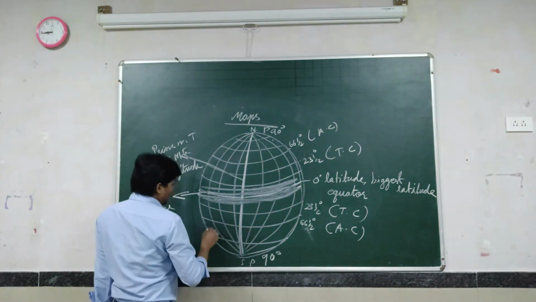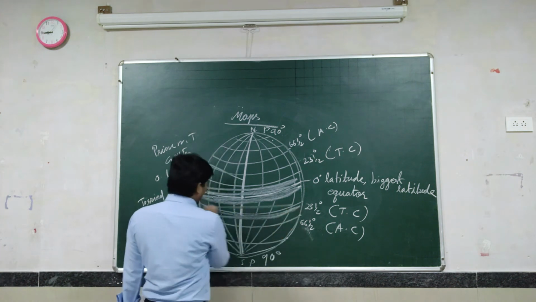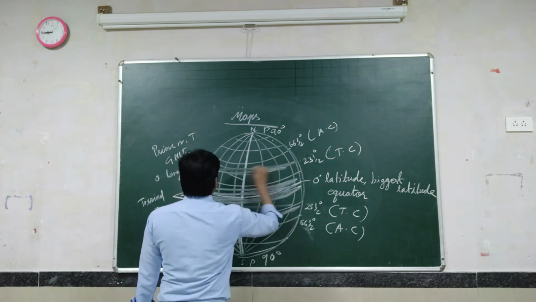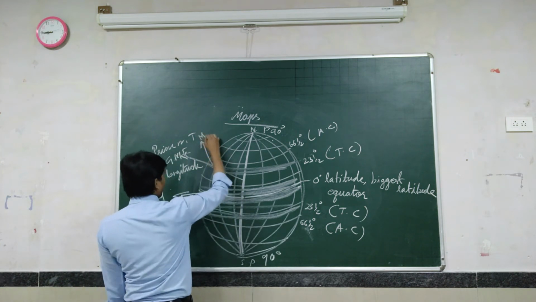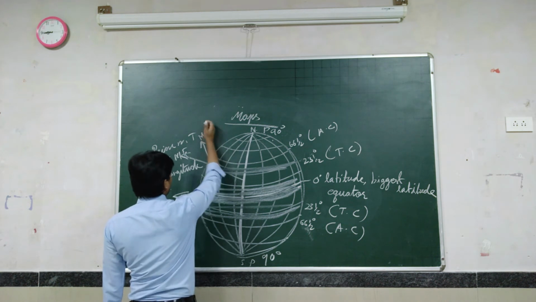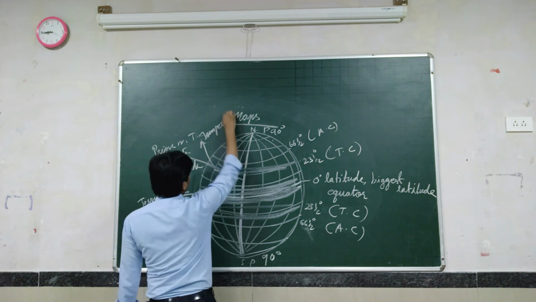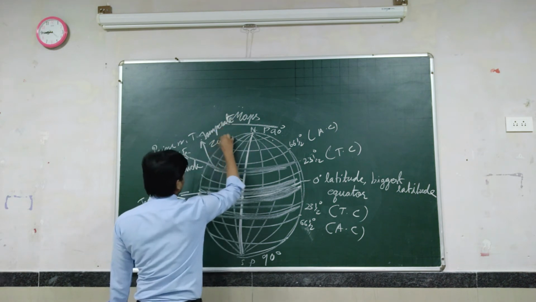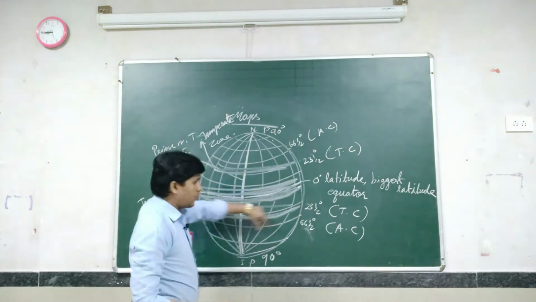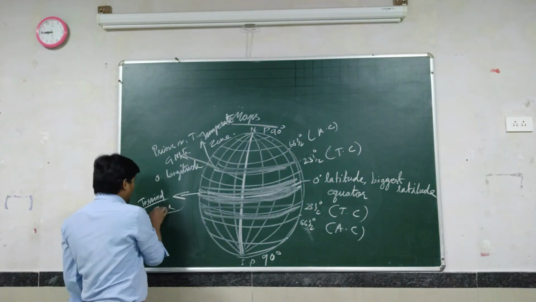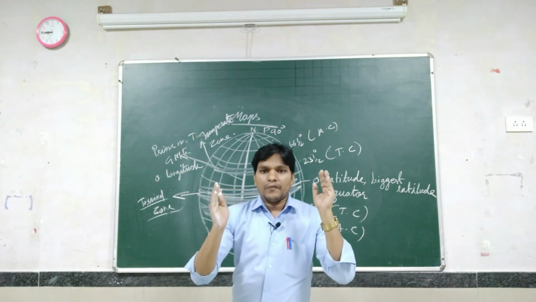The same way, the Tropic of Cancer, both sides of it, this is called the moderate zone, temperate zone. T-E-M-P-E-R-A-T-E, temperate zone. Okay, so both sides of the equator will come the torrid zone. Just keep in mind, both sides of the equator will come the torrid zone.